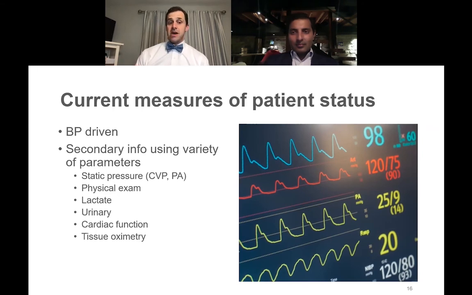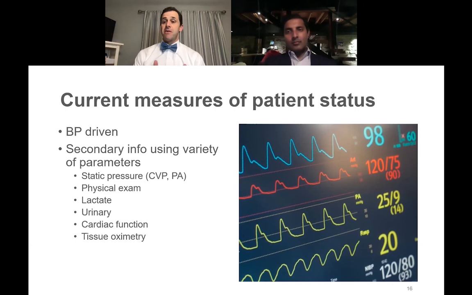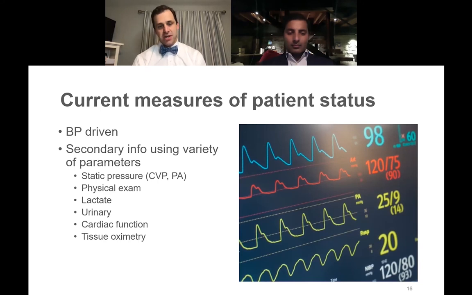We can look at their physical exam. We can look at their urine output, how much urine they're making per hour. We can now dial that in even further. We can look at static pressures like a CVP, a PA pressure. We can look at cardiac function. We can look at their output, their index. We can look at tissue level oximetry. So we've got all these tools at our disposal that we can use together in concert to really understand the patient. And if we understand the patient in front of us, then we can make evidence-based, individualized, but protocolized decisions. And that's really what we're after here. So we can go to the next slide.